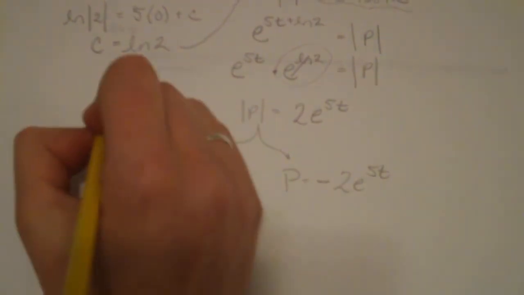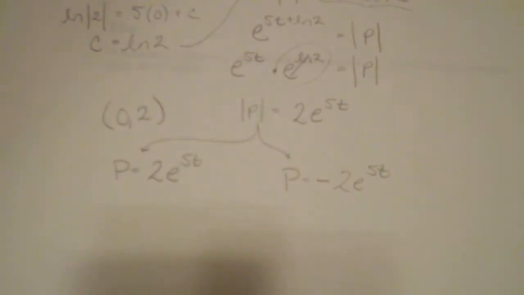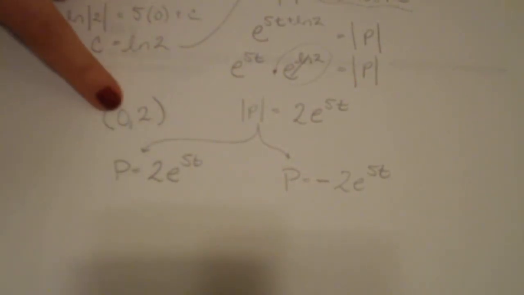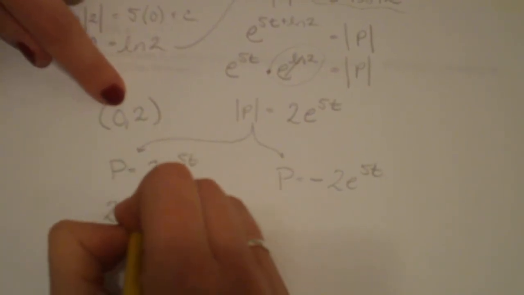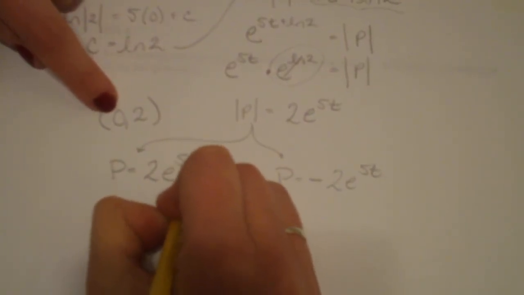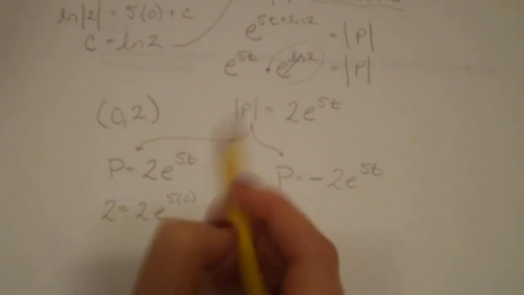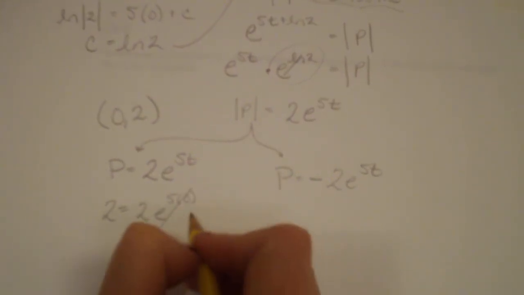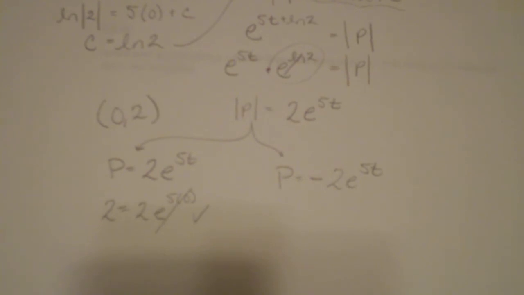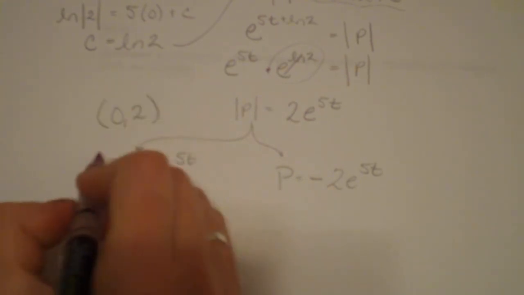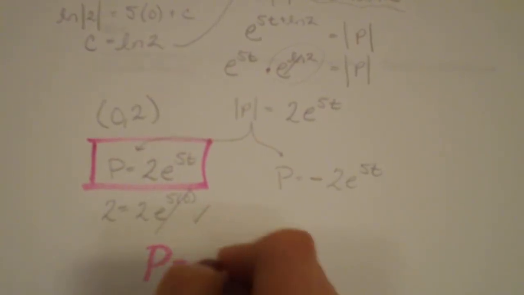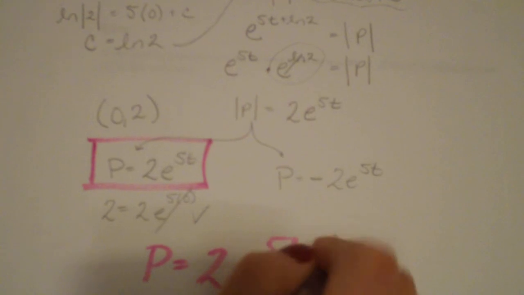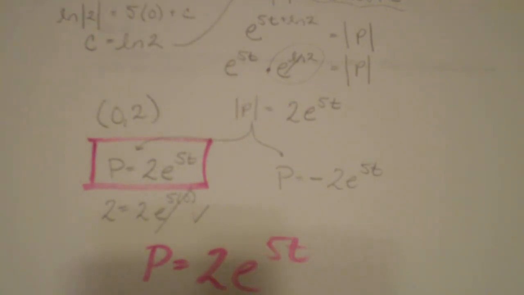Again, pull down your given information. 0, 2 from the top of the page. I want to plug 0 in for t, 2 goes in for p. 2 equals 2e to the 5 times 0. Well, e to the 0 is 1. 2 times 1 is 2. That checks. Therefore, there's your final answer right there. That's the equation of p that we want. P equals 2e to the 5t. Amazing. Awesome, awesome problem. Hopefully you like that one.